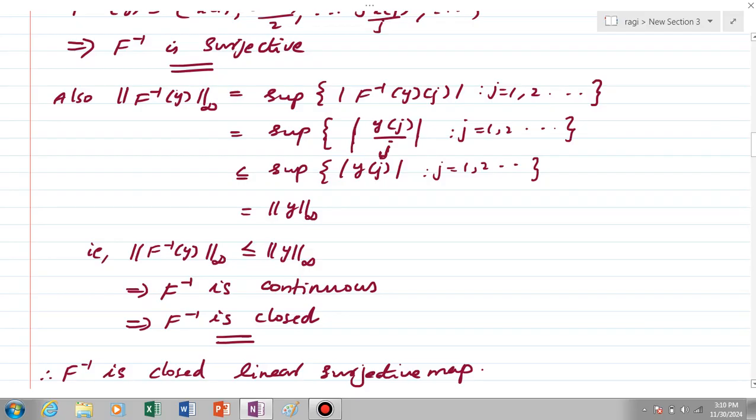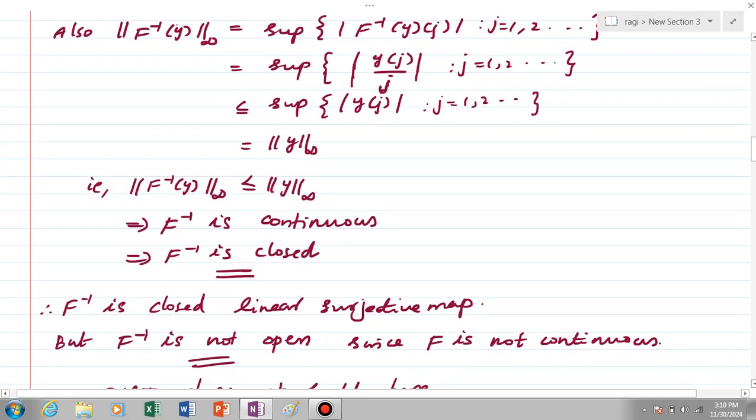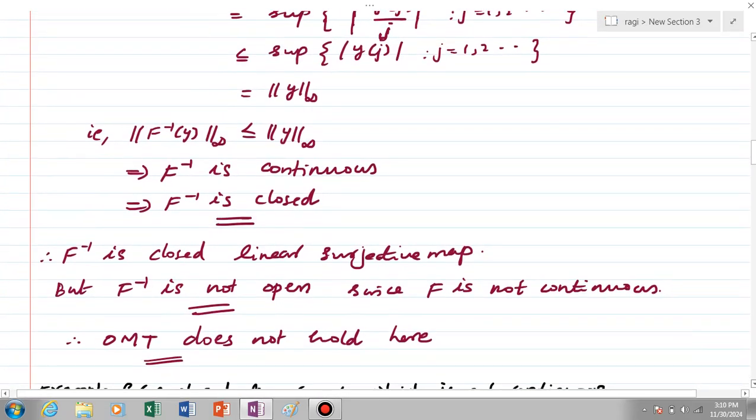So this means that norm infinity of F inverse of y is less than or equal to 1 into norm infinity of y, which means that F inverse is continuous by theorem 6.2. Since every continuous map is closed, here F inverse is a closed map. Okay, so we have F inverse is a closed linear surjective map, but F inverse is not open because F is not continuous.